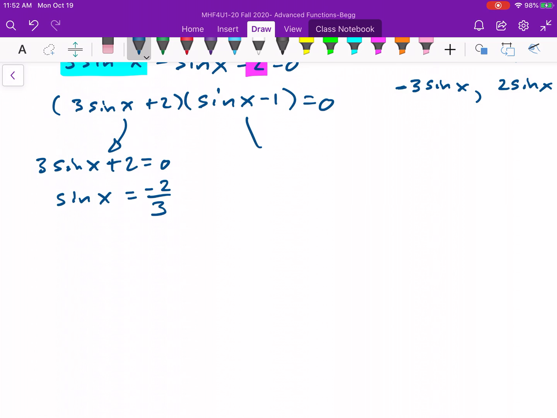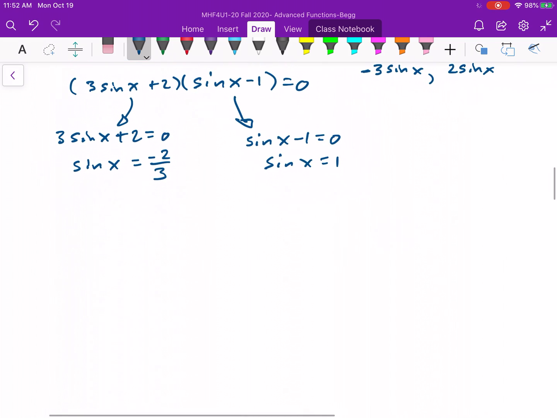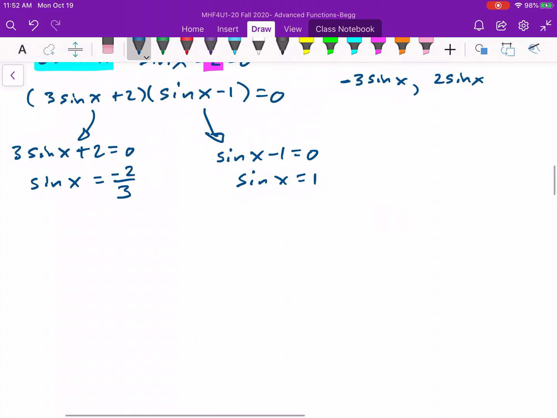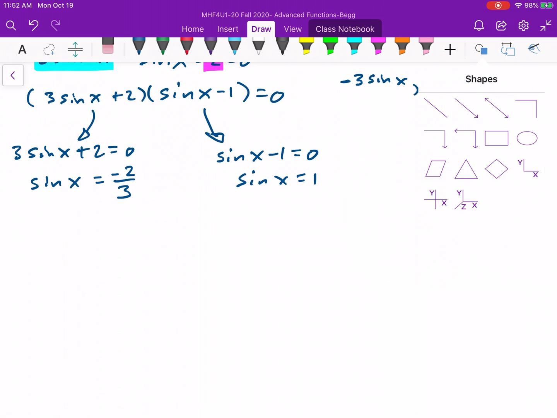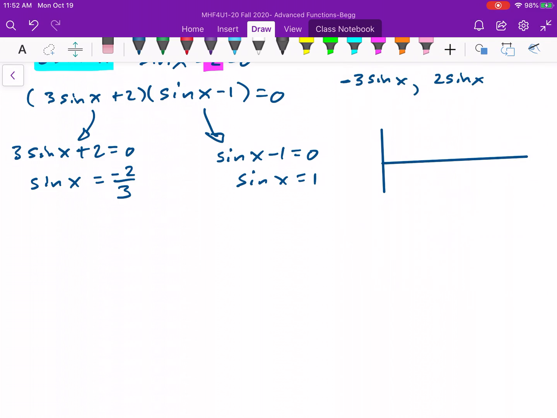But before I get to that, let's just factor or solve this other linear one here. Sine x minus 1 equals 0, therefore sine x equals 1. That one's a bit easier because sine x equals 1. There's a couple ways of thinking about it, but the easiest one, I think, is just to picture the graph. Let's quickly sketch it again.